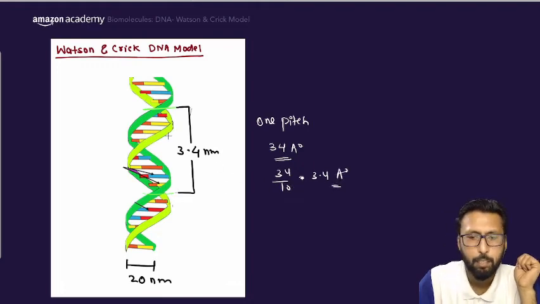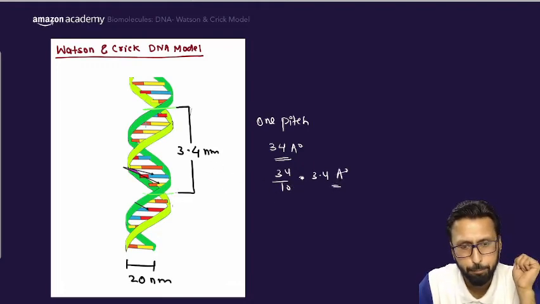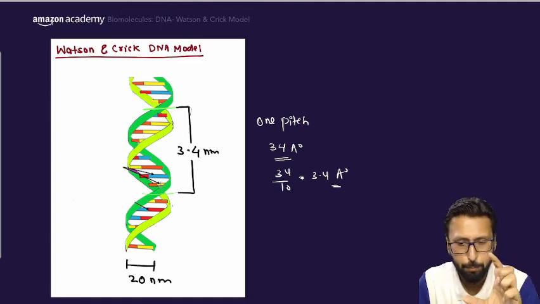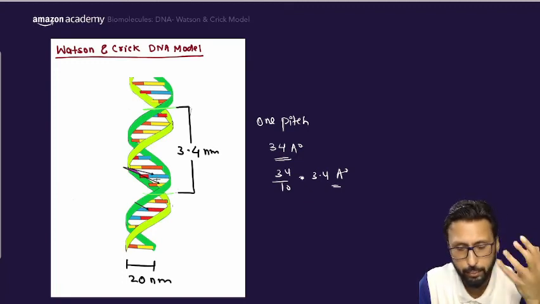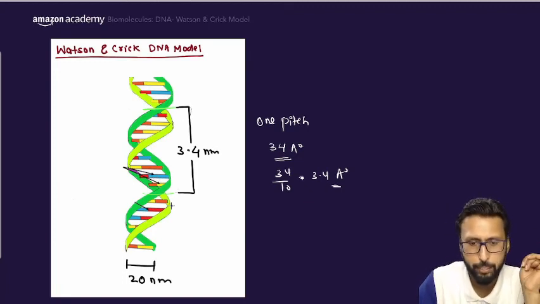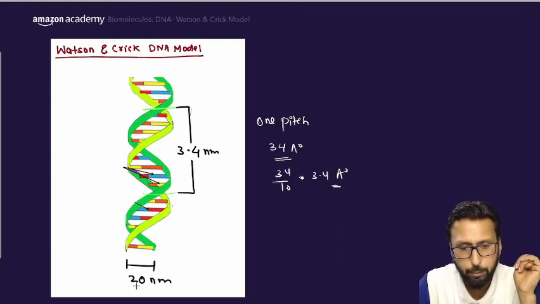Then if they're asking about the angle between these two points, that is one pitch, it will be 360 degrees, and between two base pairs it will be 36 degrees. So this we have seen already. Now the diameter, it will be 20 Angstrom.